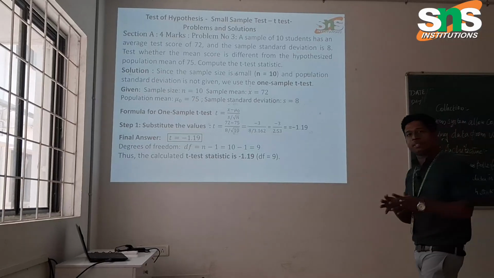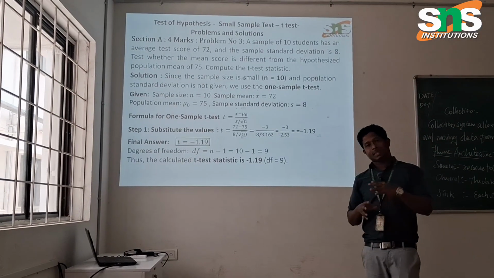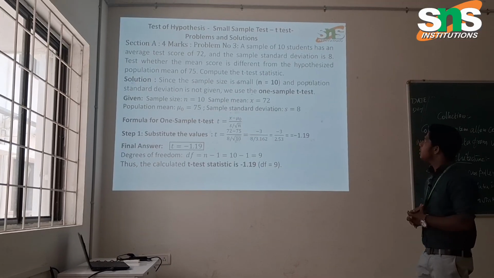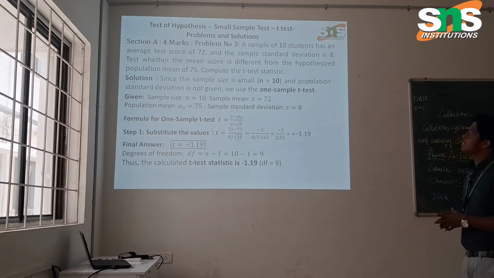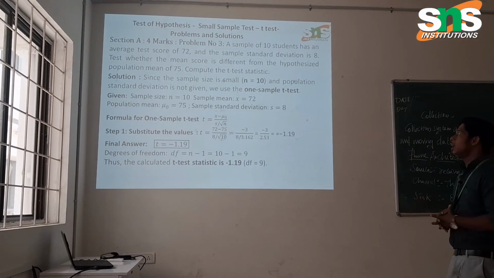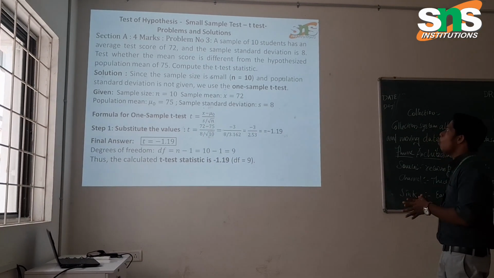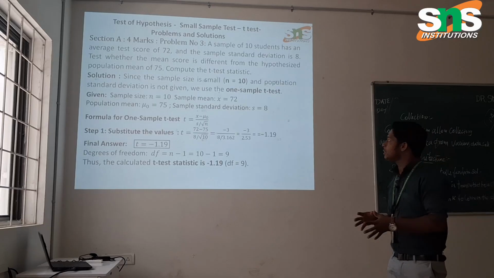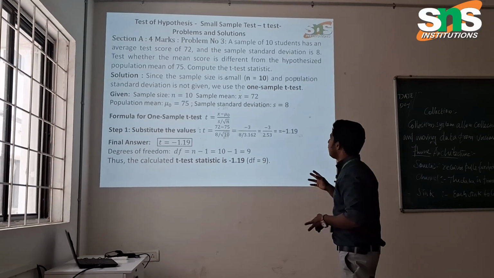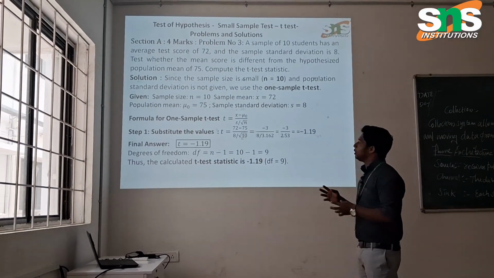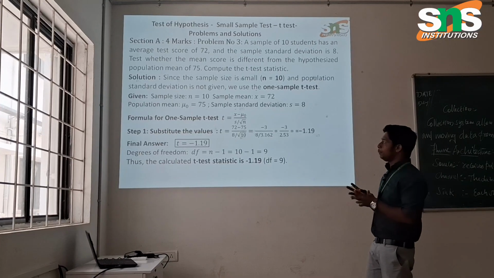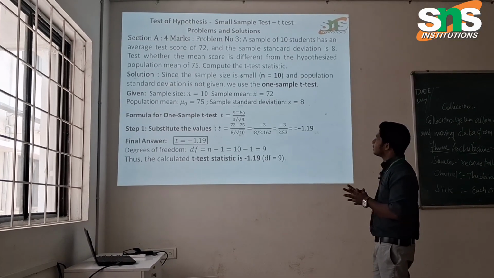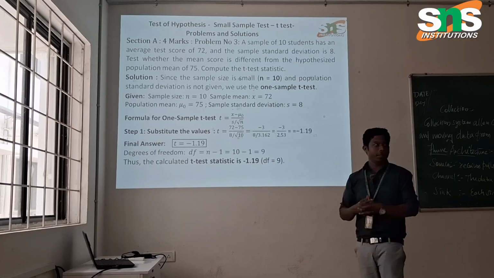Solution: since the sample size is small, n equal to 10. We take sample size n less than 30 as a small sample size. Population standard deviation is not given, so we use the one sample t-test. Given n equal to 10, sample mean x bar equal to 72, population mean mu naught equal to 75, sample standard deviation s equal to 8.